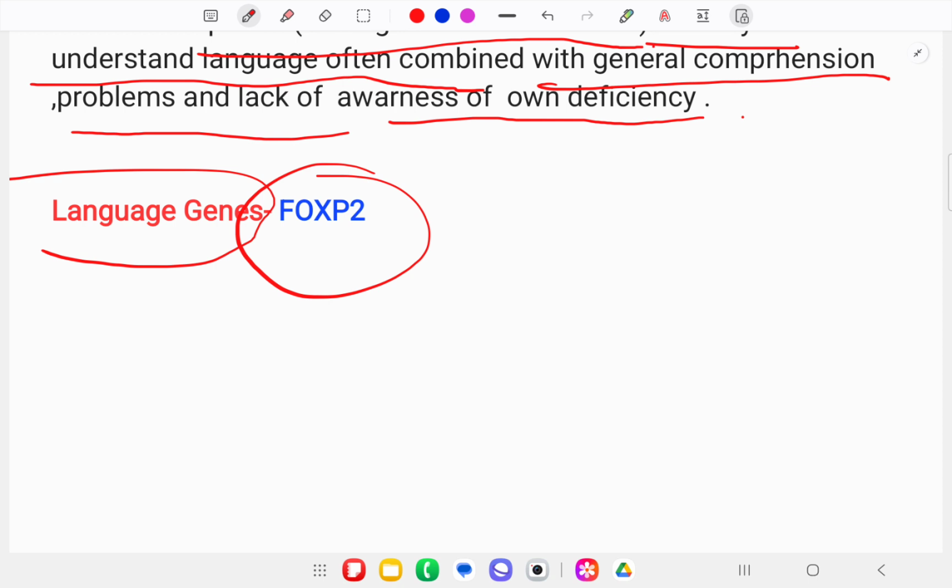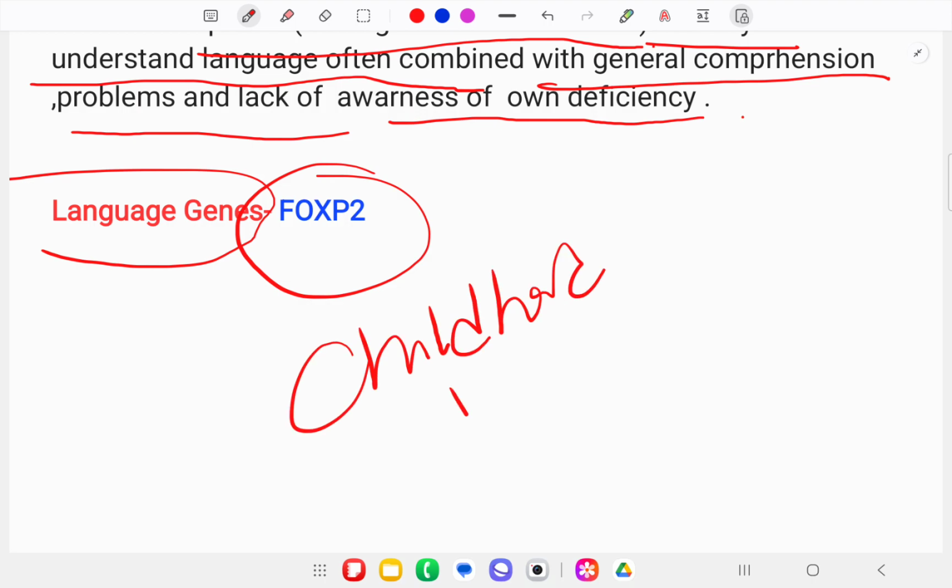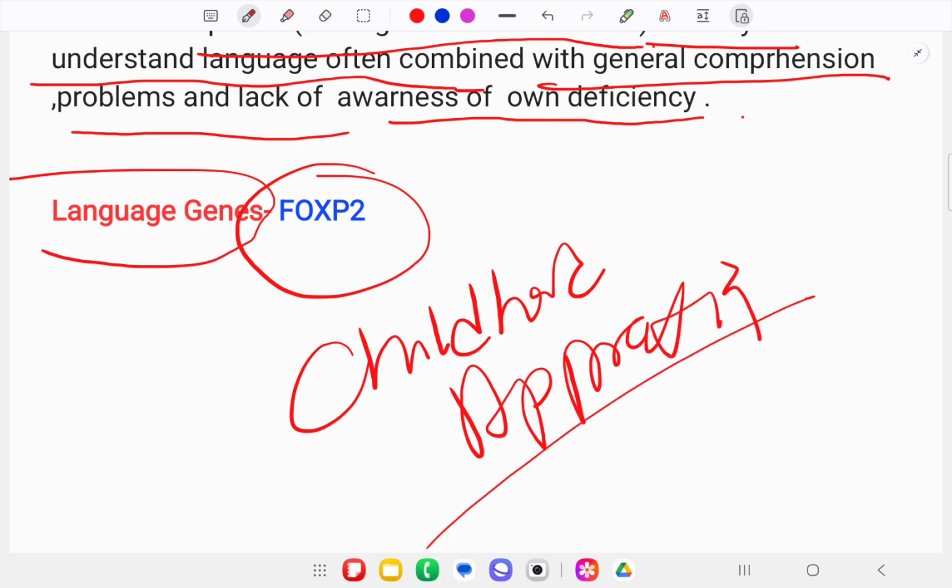People with a particular mutation on this gene have a condition known as childhood apraxia of speech. Those affected have problems producing words and in some cases may also have difficulty understanding speech.